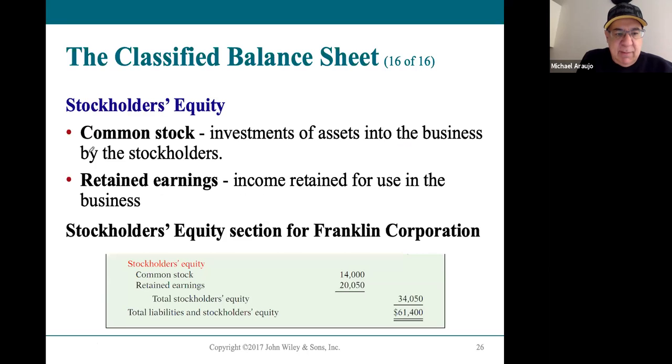Stockholders' equity, again, only two accounts to know and love here. Your common stock represents the investment by the owners into the company to start it, get it going. Retained earnings represents the amount of profit that's been retained, kept in the company.